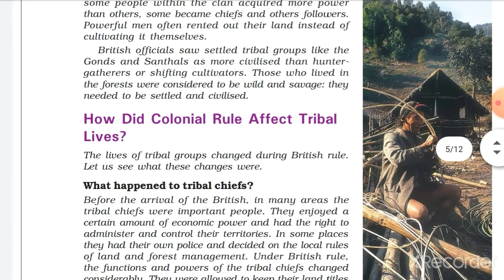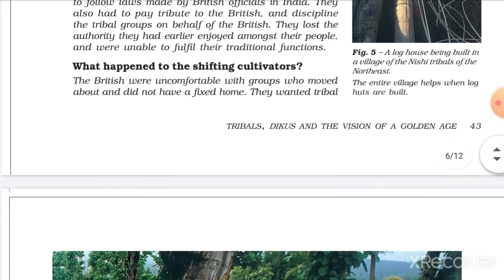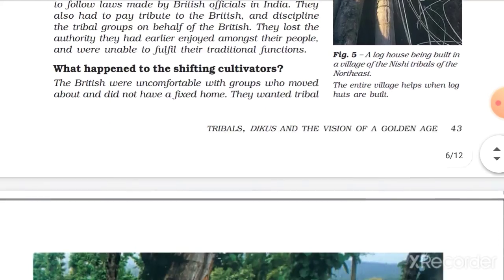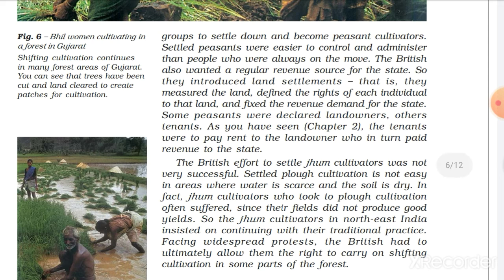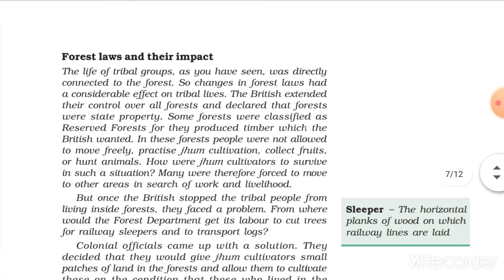Then, how did colonial rule affect tribal lives? In this paragraph, what happened to tribal chiefs? This explains what happened to tribal chiefs and what happened with the shifting cultivators. This paragraph explains what the condition was. Here we also got to know about the condition or the middle path that was taken by the Britishers and British colonial officers. Okay, and forest laws and their impact.